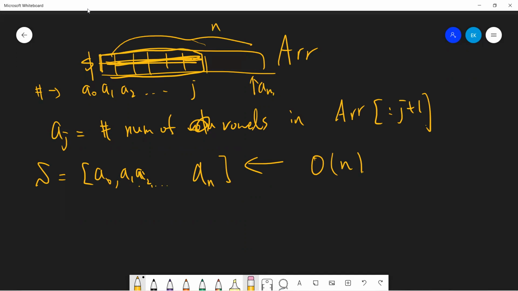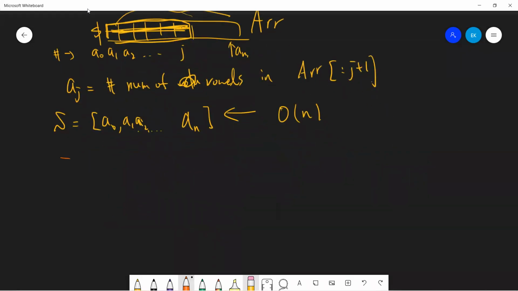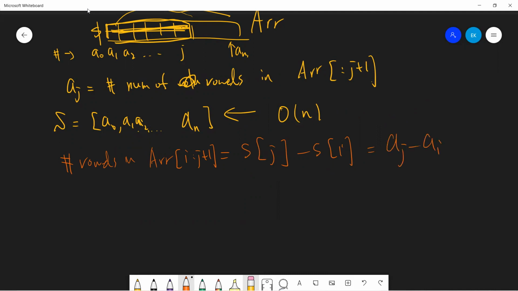So what is the answer? It's very simple. If I want to compute the number of vowels in the subarray from i to j, I can just use S of j minus S of i, which is Aj minus Ai. So the total answer will be the summation of Aj minus Ai, over i from 0 and j greater than i, up to n.